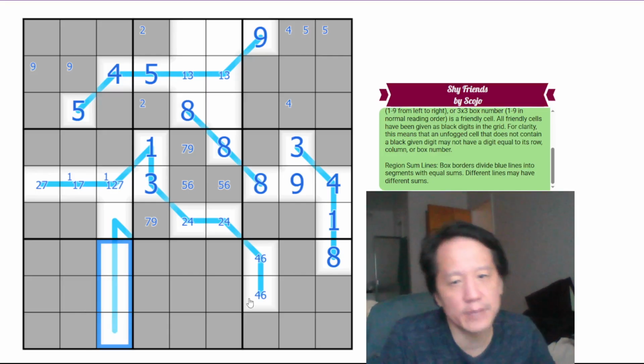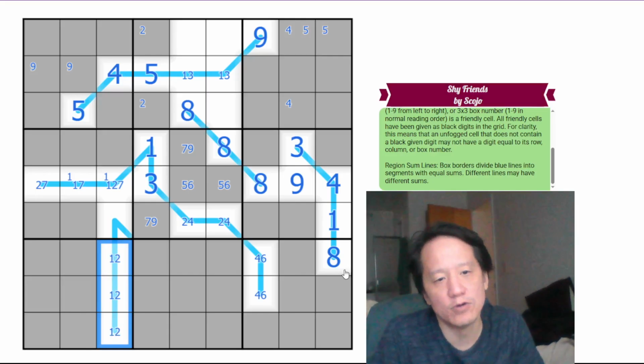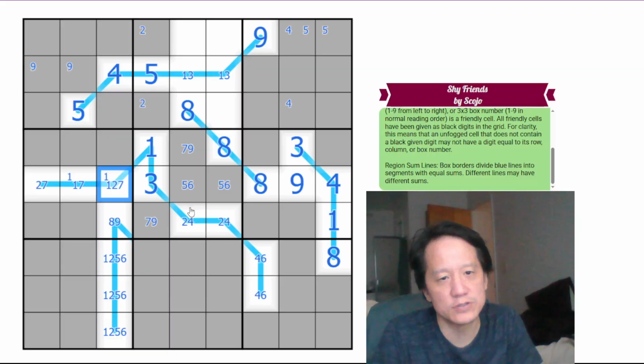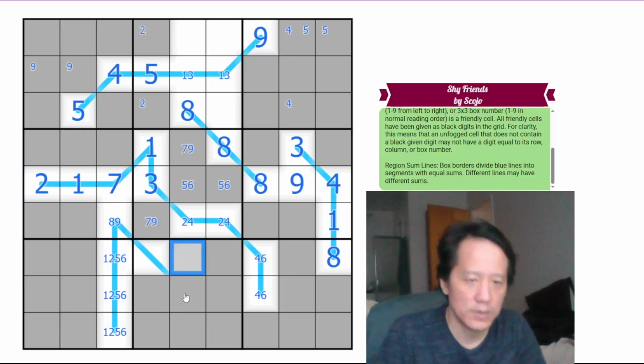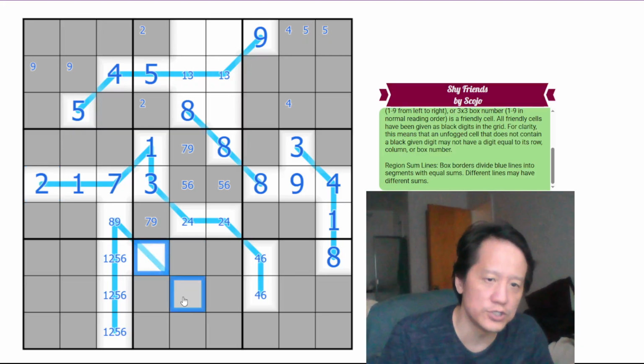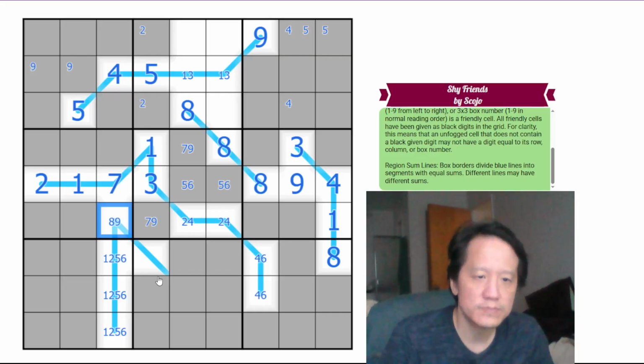And since 3 cannot be here, this must be a 1, 2 pair. It cannot be with 3. It cannot be with 4. It could be with 5 or 6, which means this is 8 or 9 here. This 1 and 2 having to be here means this can't be 1 or 2, so this is 7, which makes this 1, which makes this 2. These 2 digits at least add up to this.